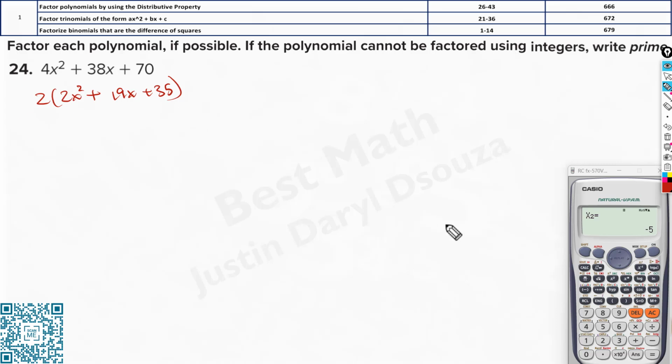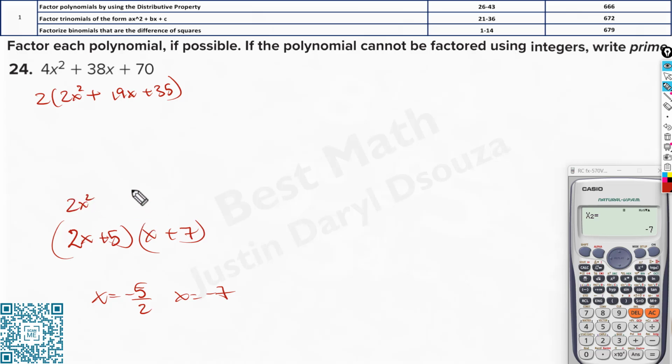And now we can put this in the calculator. Let me do this quickly as well. Mode 5 and 3. We have 2, 19, and lastly we have 35. And the answer is negative 5 by 2 and negative 7. x is negative 5 by 2, x is negative 7, and over here it'll be 2x plus 5, x plus 7, and then we multiply it inside: 2x squared plus 14x plus 5x plus 35.